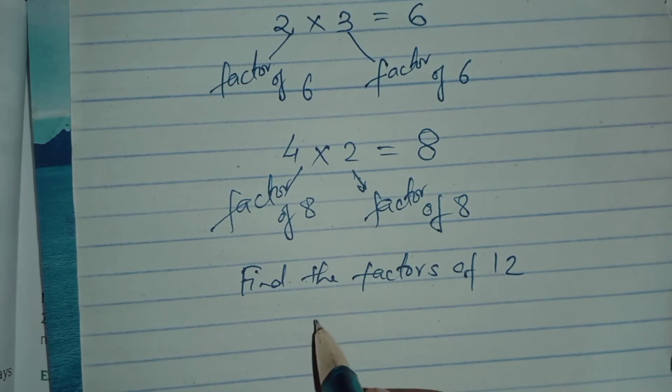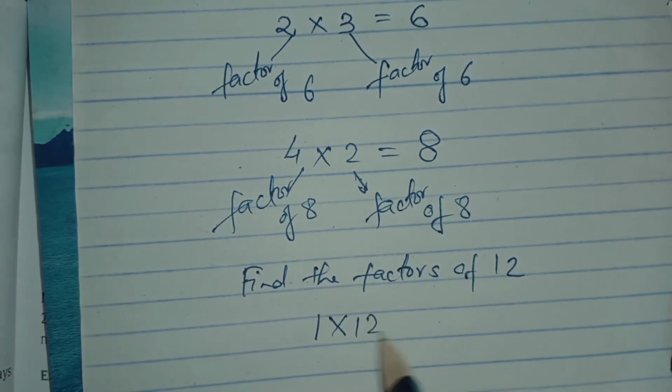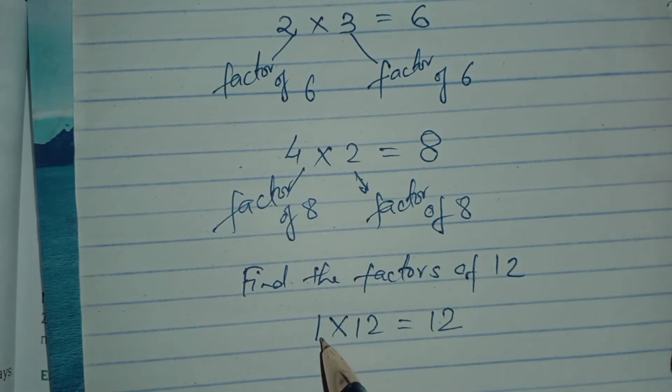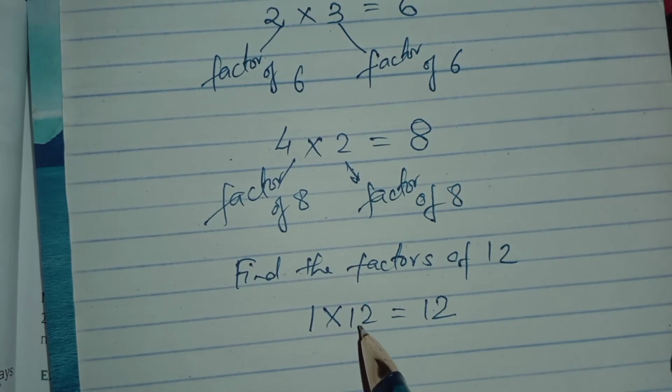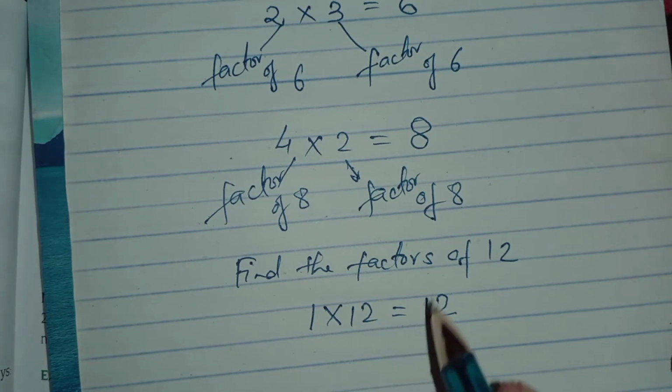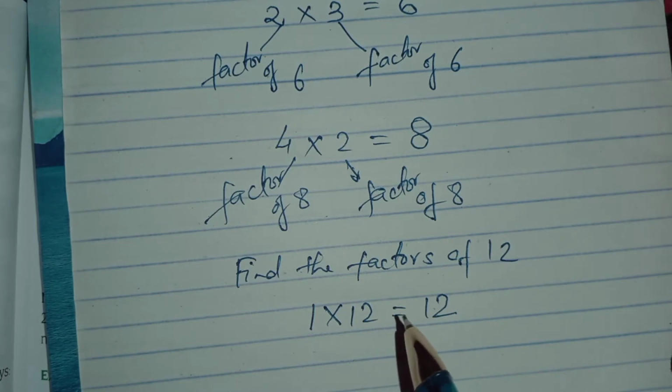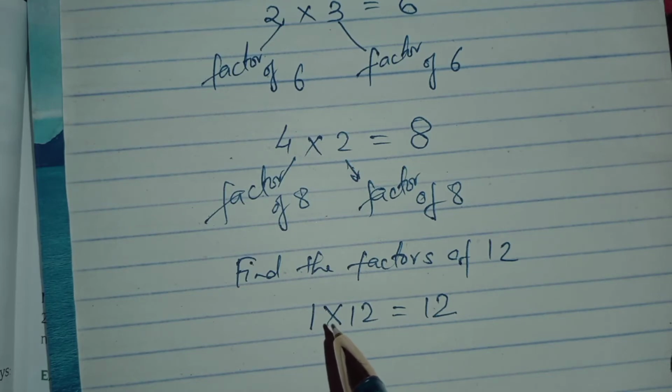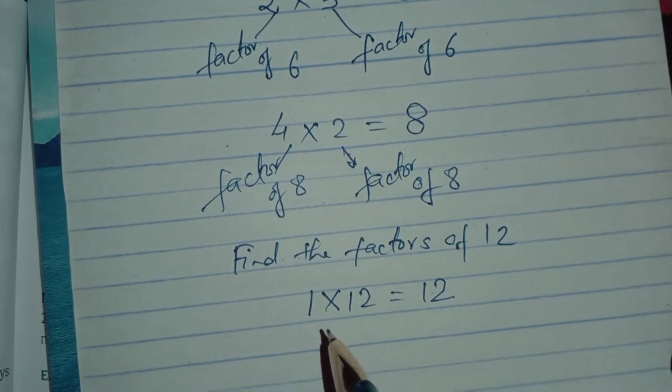12, if I write 1 into 12, what will I get? I will get 12 only. 1 into 12, what did I get? 12. That means 1 and 12 both are factors of 12. 12 comes in the 1 table also, 12 comes in its own table also, no? That means every number is a factor of itself. And 1 is also a factor of every number. You know that all the numbers come in the table of 1. And it is also the smallest factor of a number.